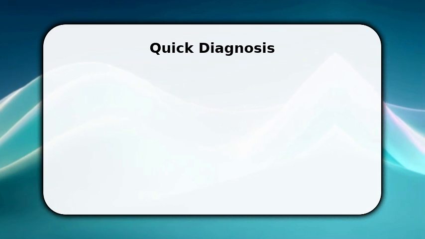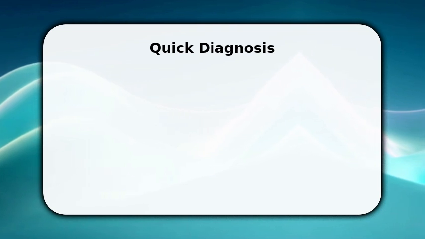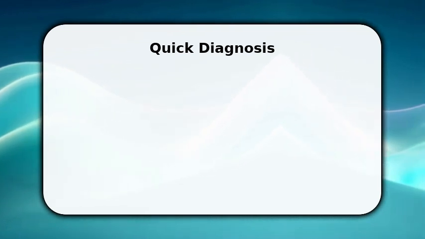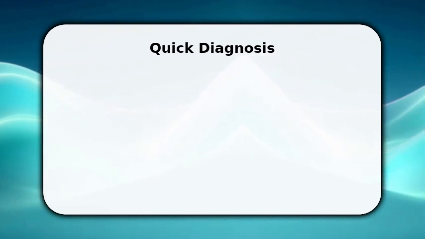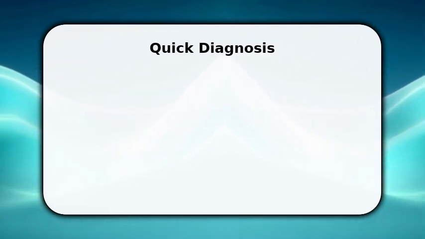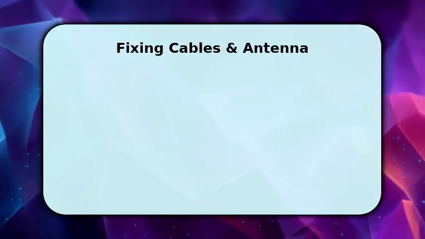Inspect all cables visually for frays, kinks, or loose connectors, and reseat each connection firmly. If you use an antenna, check digital tuner signal and aim or reorient it slowly for best reception. Start by replacing suspect HDMI or coax cables with new, shielded cables.